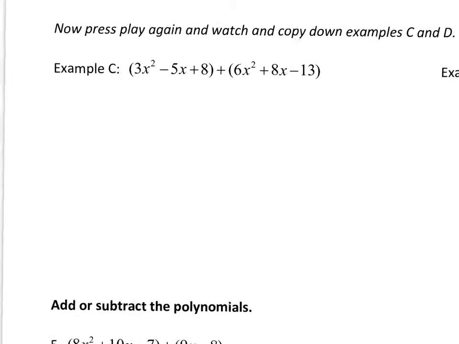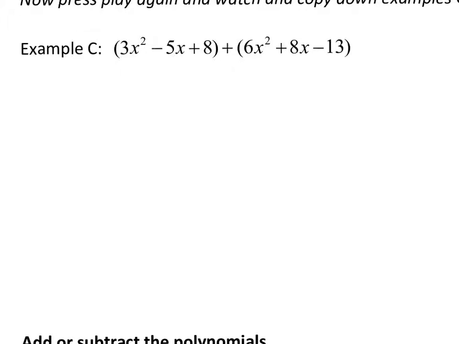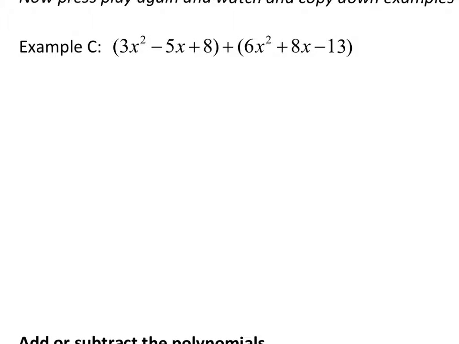So let's look at example C. So now we're not distributing anymore, we're adding, right? It says add this first thing to this second thing. Okay, we'll add this first 3x squared minus 5x plus 8 to 6x squared plus 8x minus 13. So I need you to really copy this down carefully, exactly what I do here. We're going to do these problems in a certain way, so when they get harder, right, we're doing them all the same way, and I think it'll help out.